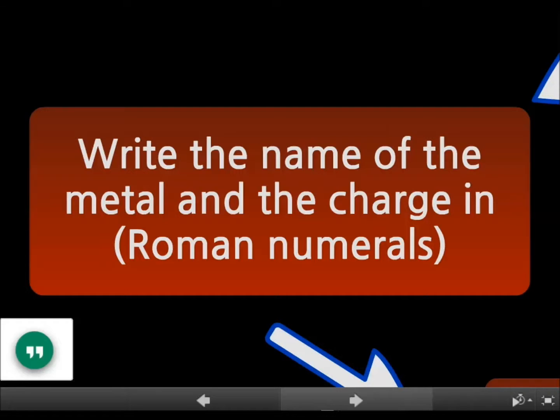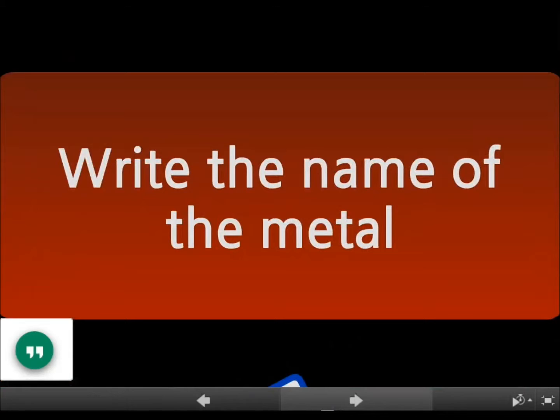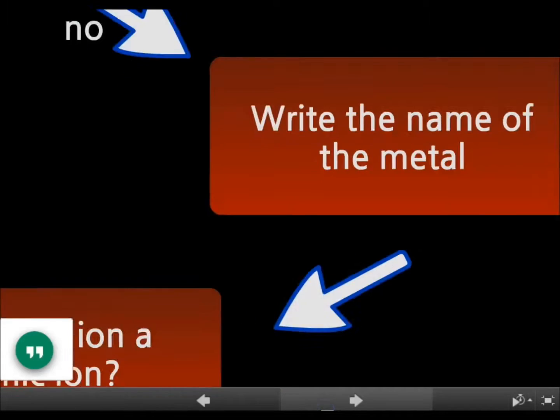And we briefly talked about this. So we're talking about 1, 2, 3, 4 would be IV, right? And 5 would be V. I don't think you have to deal with anything bigger than that. If the answer to that question is no, you just write the name of the metal. Okay, so this is so easy for the metals.